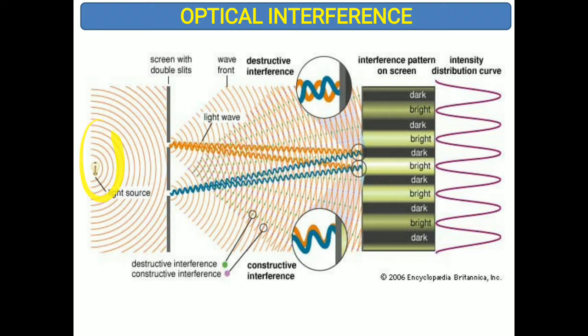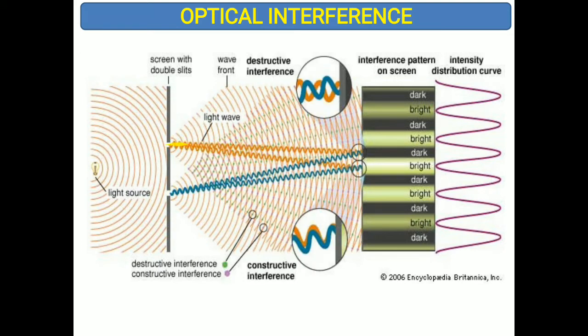Here again is a light source, and again some wall is used with two holes. The light will come from this hole also, and this hole also. Whatever light rays come from here and here, they will combine and form different alternating bands or fringes, bright and dark. So this is called interference. Interference means it is a combination of two light rays.